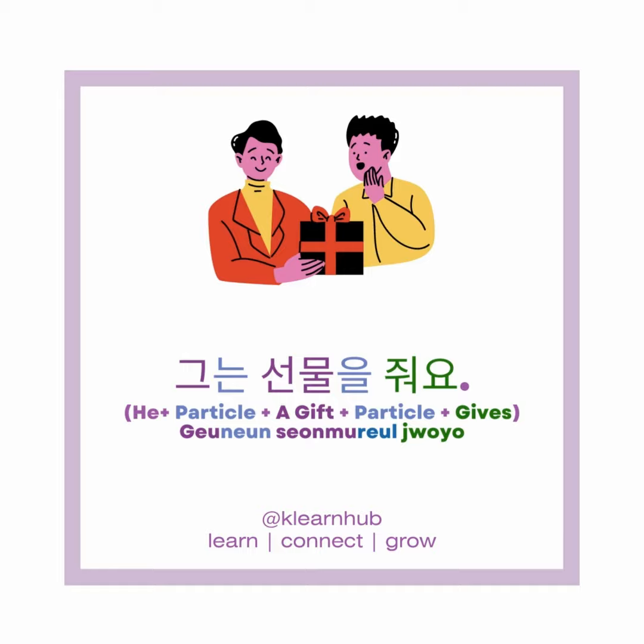So in Korean, the grammar pattern is he plus the topic particle nun plus gift plus the object particle ul, and finally the simple present tense form of the verb give. So in Korean, it is 그는 선물을 줘요.